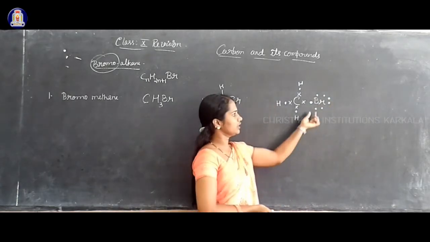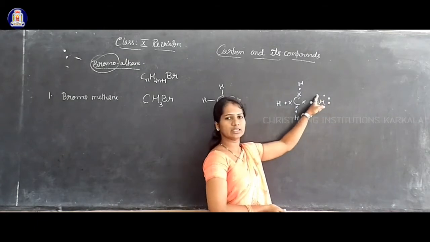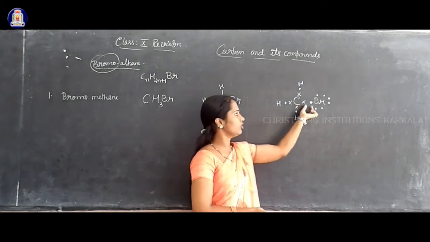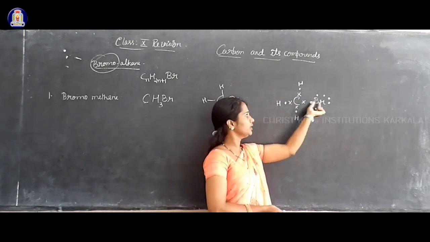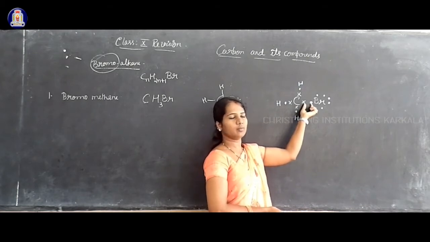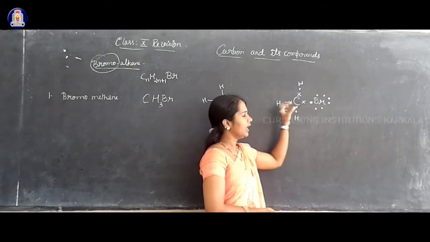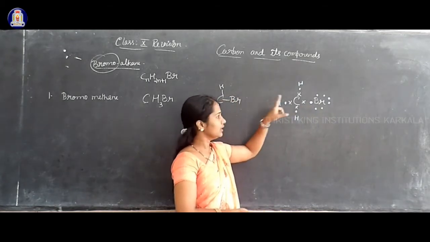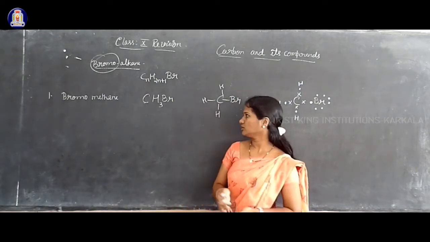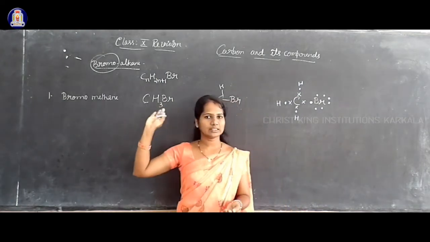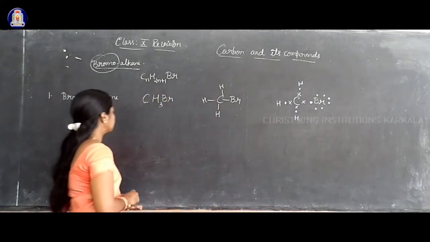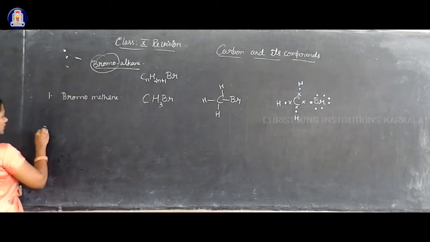So 6 electrons I wrote, 1, 2, 3, 4, 5, 6, and 1 electron of bromine it shares with the carbon atom by forming a covalent bond between bromine and carbon. So a pair of electrons is shared between bromine and carbon. A pair of electrons is shared between carbon and 3 hydrogen atoms. So we can write the structure of bromomethane in this way. This is the electron dot structure. We'll move to the second one, that is bromoethane.